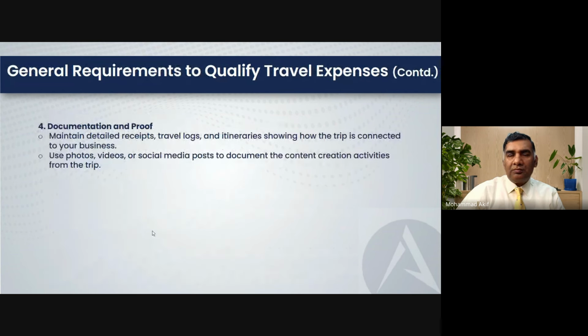Okay, then we'll be talking about documentation and proof. That is one of the big ones. How do you keep the receipts, travel logs, and itineraries? How is it connected to business? The main thing is how it is connected to your business. What was the whole purpose? Documentation is the key.